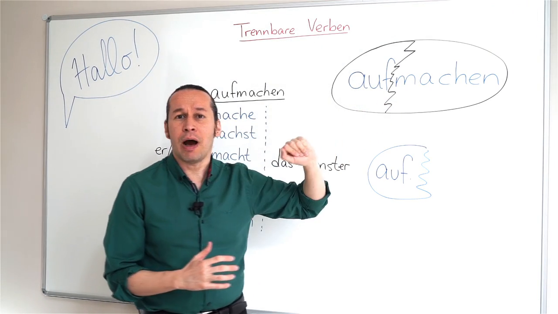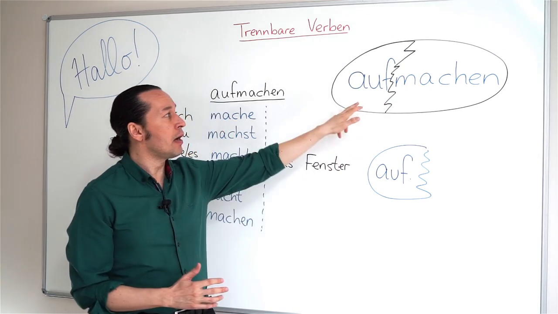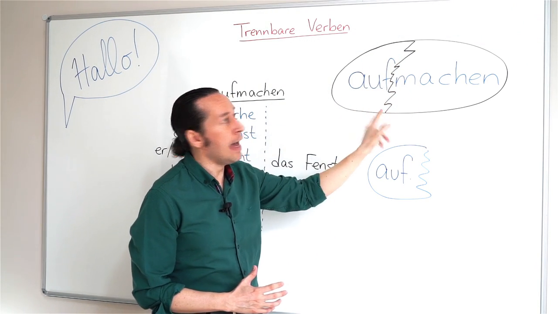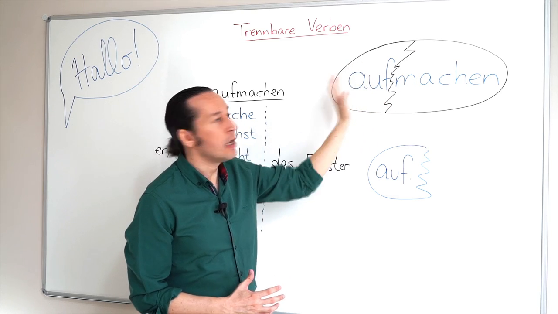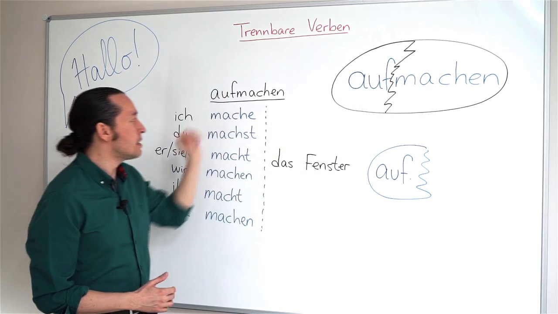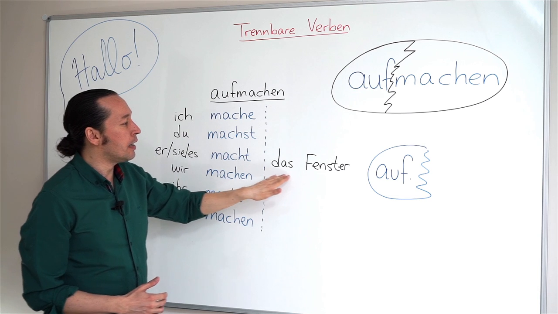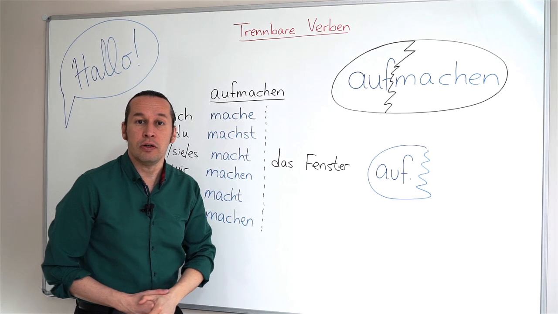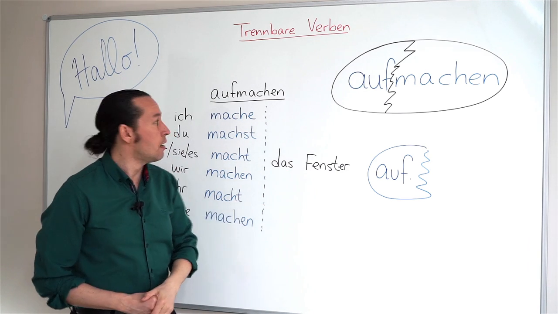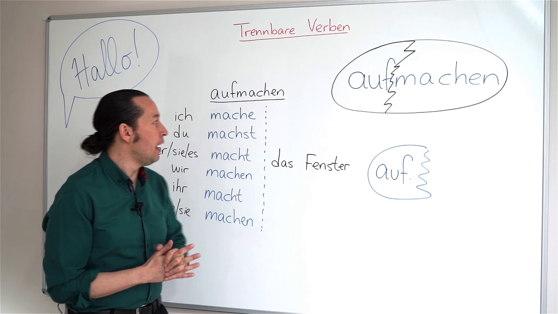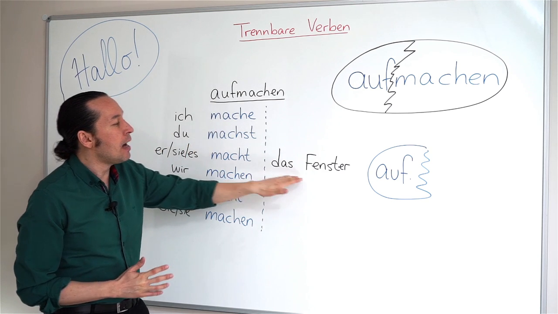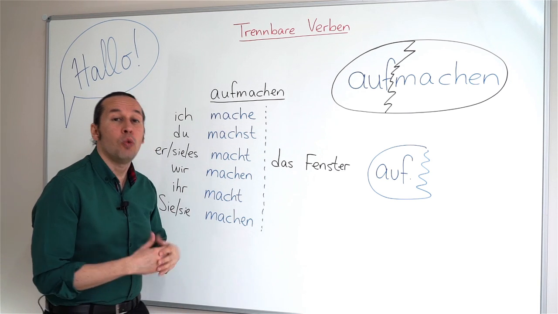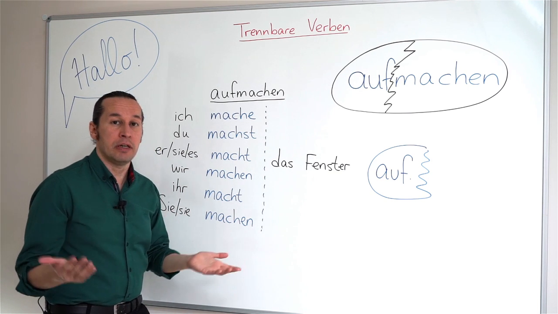When we mention aufmachen, aufmachen means to open. So think of this as an egg, okay? And this egg cracks. And the prefix auf is put to the ending of the sentence, as in here. In this sentence we see das Fenster, which means the window. Aufmachen, to open, okay? When I say, ich mache das Fenster auf, this means I am opening the window, or I open the window.